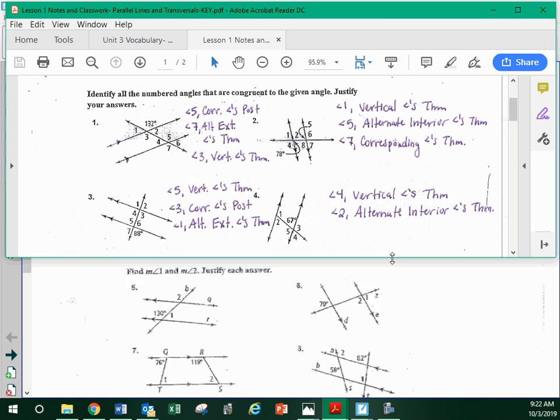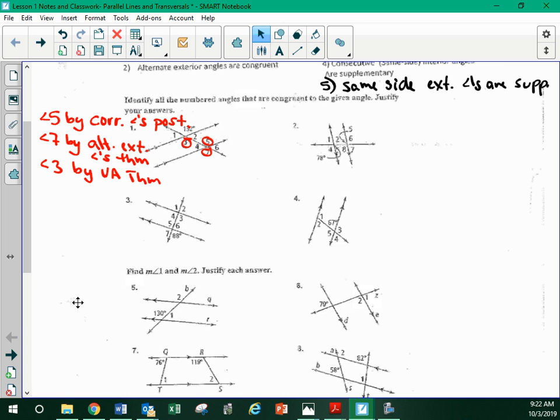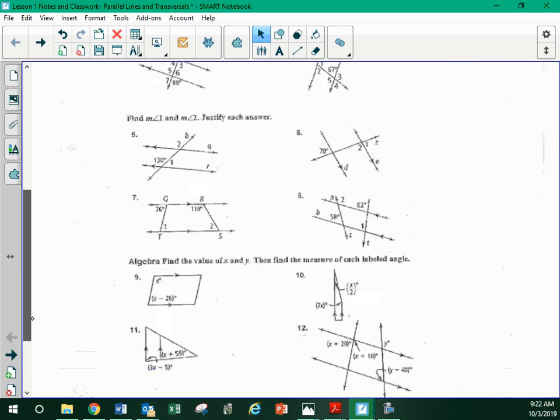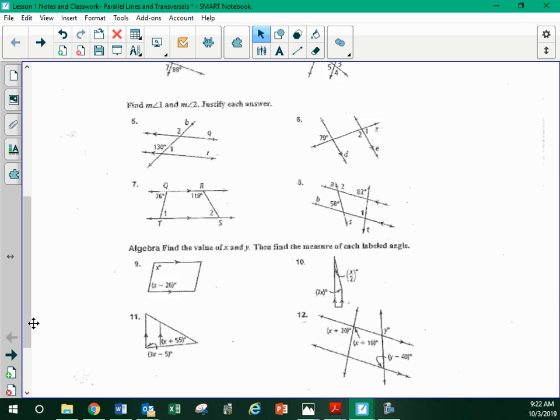Alright, so we have questions on 2, 3, 4? I want to make sure we actually understand it. We're good? Okay. So let's take a look at 5, 6, 7, and 8. It says to find the measure of angle 1 and angle 2 and justify each answer. So let's do 5 together.